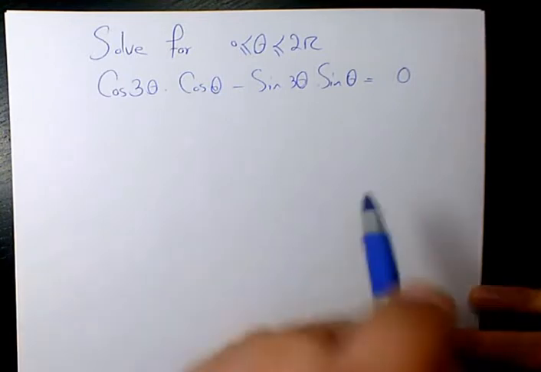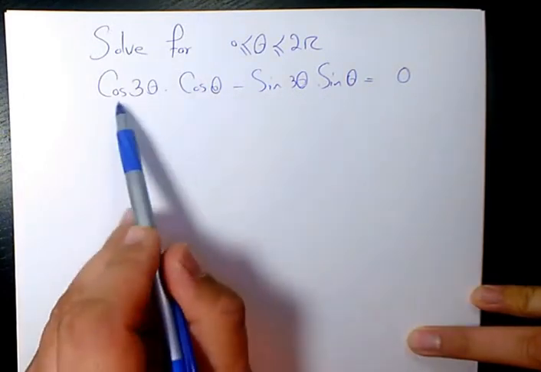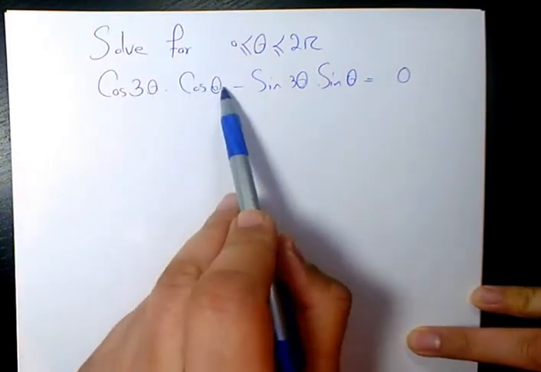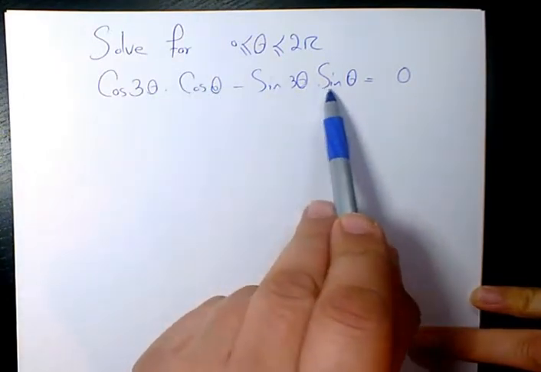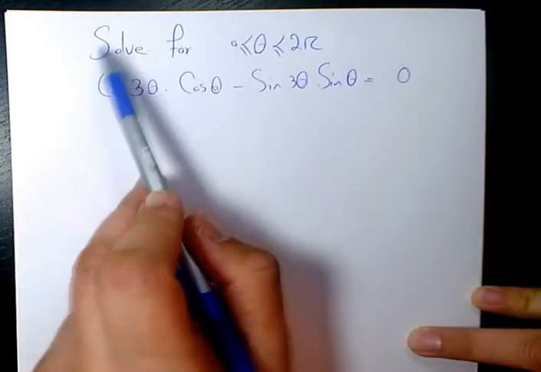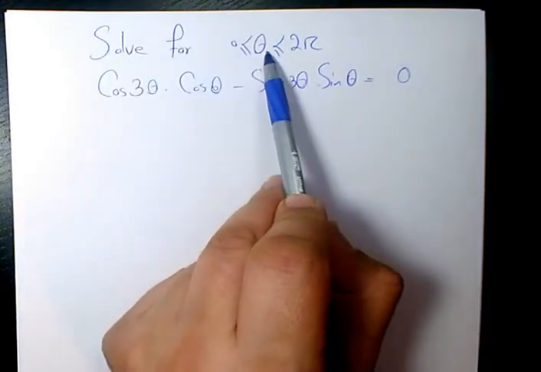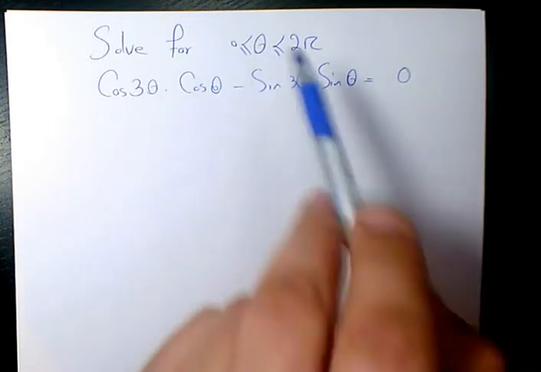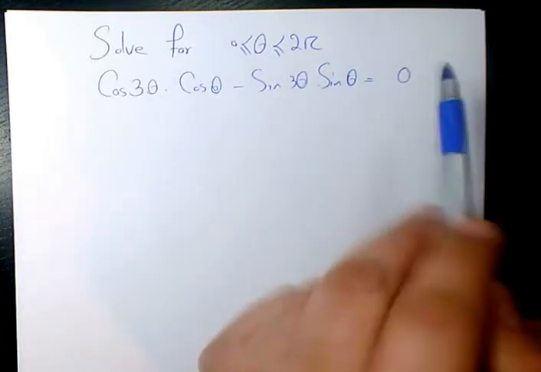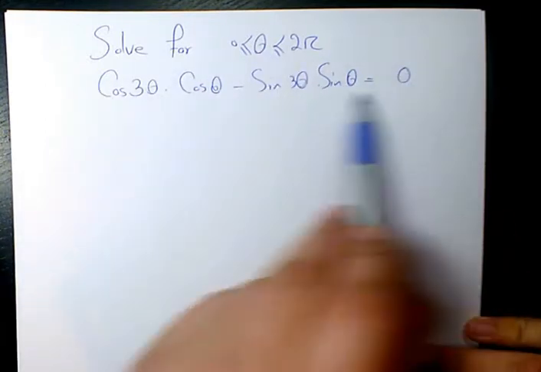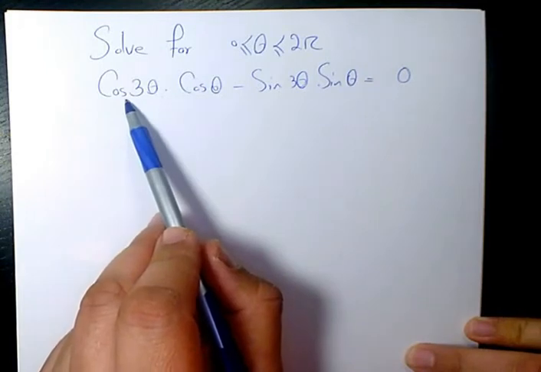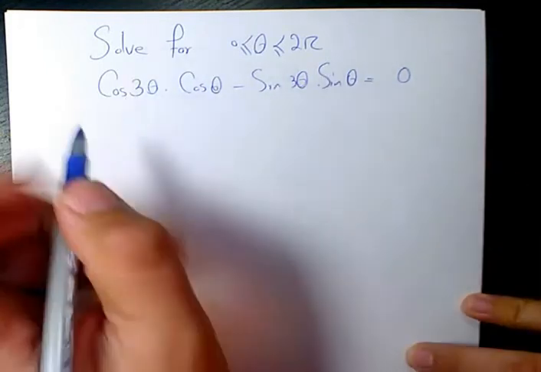The problem I chose for you to solve here is cosine 3 theta times cosine theta minus sine 3 theta times sine theta equals 0, and we need to solve for theta, which is changing from 0 to 2 pi. As you see here, we are dealing with a compound angle, so I'm going to solve it here.